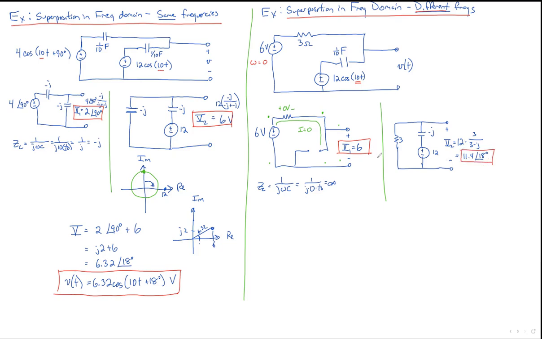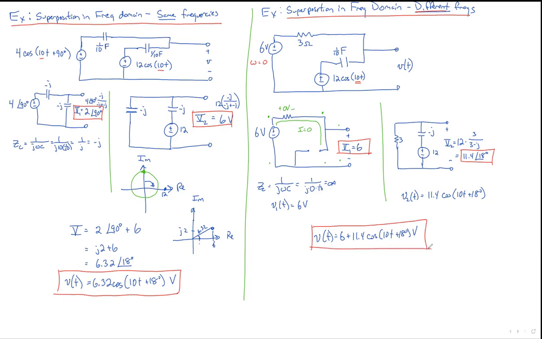And we cannot add these together because they're at different frequencies. So the only thing we can do is to convert them back into the time domain. A phasor of 6 volts at 0 frequency is just 6. And here, our phasor of 11.4 at a frequency of 10 is 11.4 times cosine of 10t plus 18 degrees. So now we can add these things together to find our total voltage, which is 6 plus 11.4 cosine of 10t plus 18 degrees.